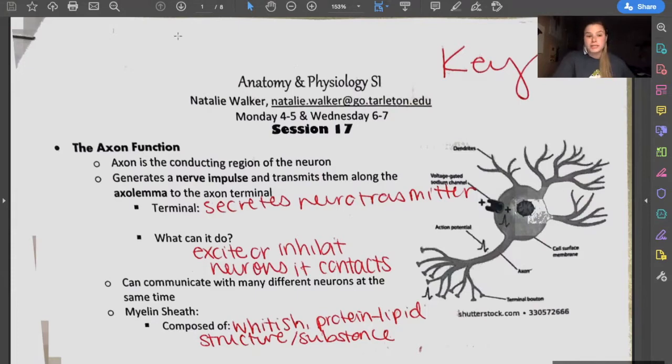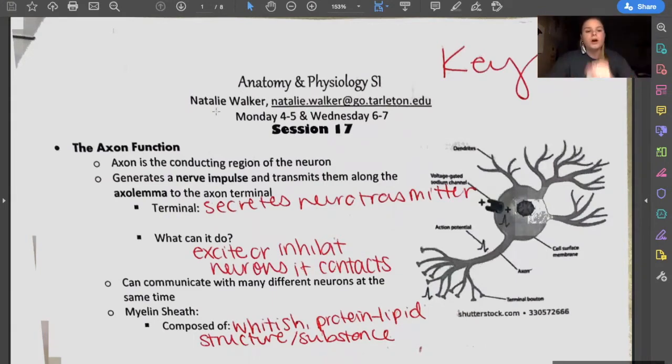Okay, session 17. This is all about axon functions and different kinds of neurons and how they fire, more of the physiology of it. I feel like the last couple sessions we did were about the names and the structures, and this will be more physiology heavy.